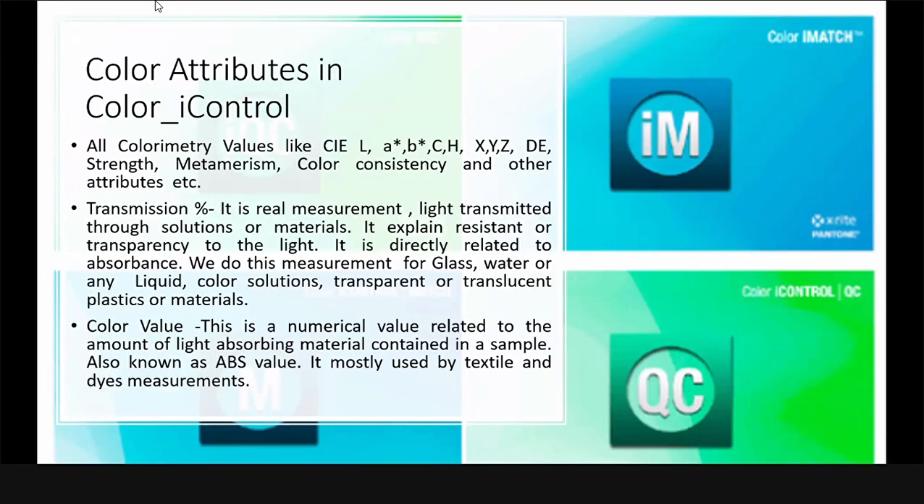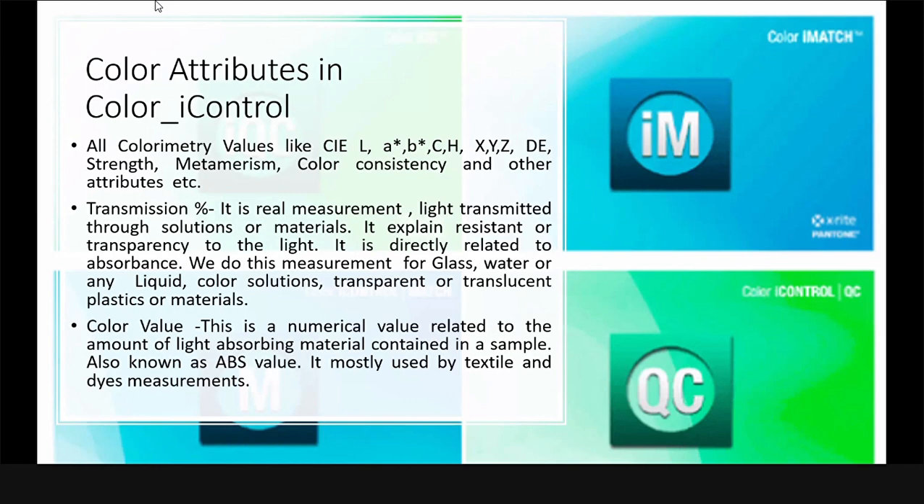Now we talk about hardware and the transmission kit, and then the color attributes in our color software. When we do the transmission measurement, we can use any colorimetric data to analyze, like CIELAB, CH, XYZ, delta E, strength, metamerism, color constancy, and all. And the transmittance percentage is again the most important attribute for transmission.